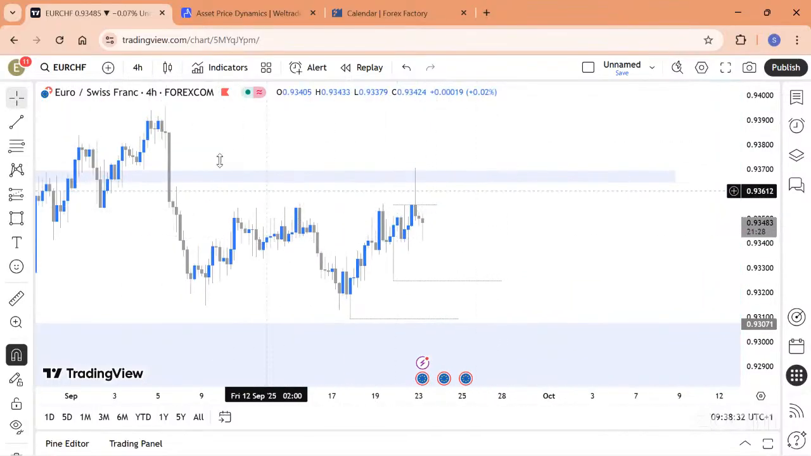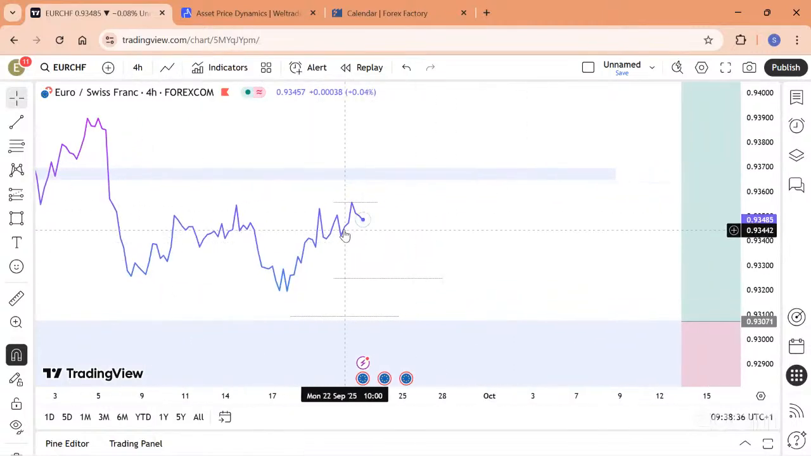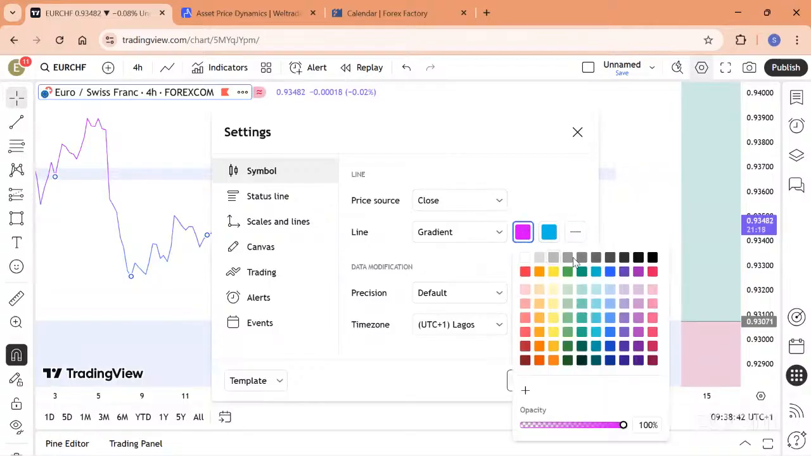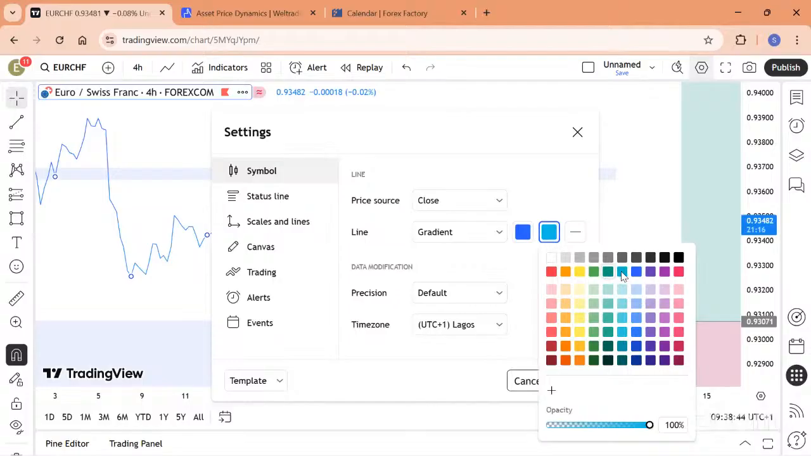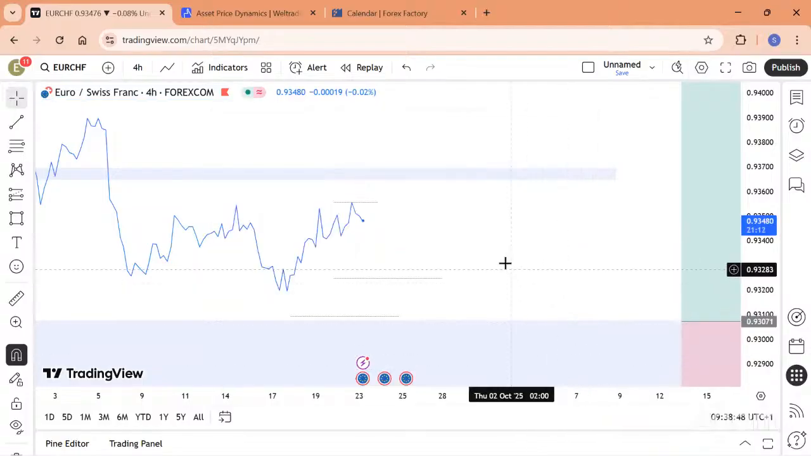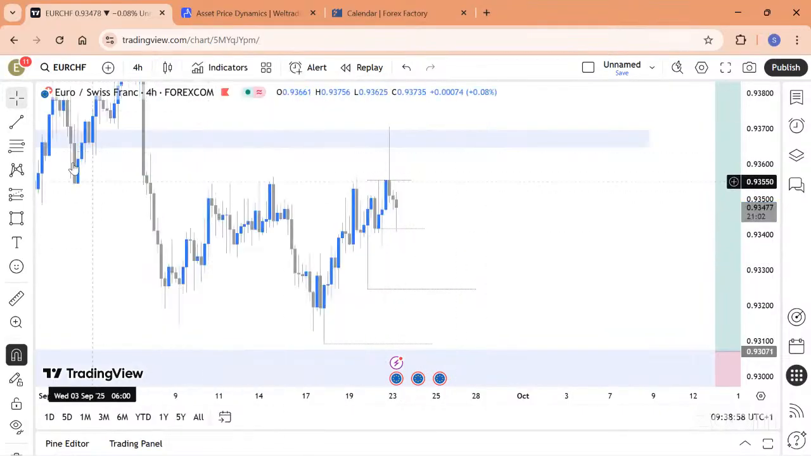So what's the 4 hours doing? We know we want to see two things on the 4 hours. Either the 4 hours should come and give us a sweep here, or we get a fully bearish engulfing candle formation, like we saw on the daily time frame.